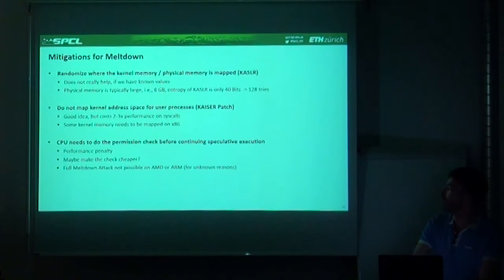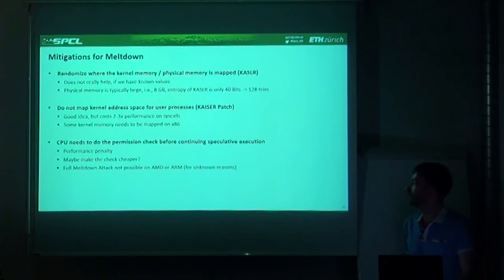Okay, but basically, how could this be fixed in hardware? Well, the CPU needs to do this permission check before continuing speculative execution, right? This is a large performance penalty, obviously, for the CPU, because basically this needs to happen on every memory access now. So this serializes a lot of stuff that was executed out of order before. There are some ideas for making this check cheaper.